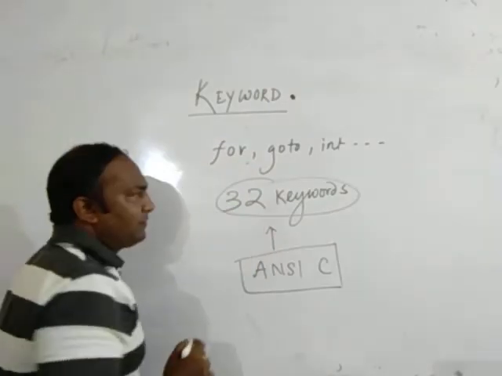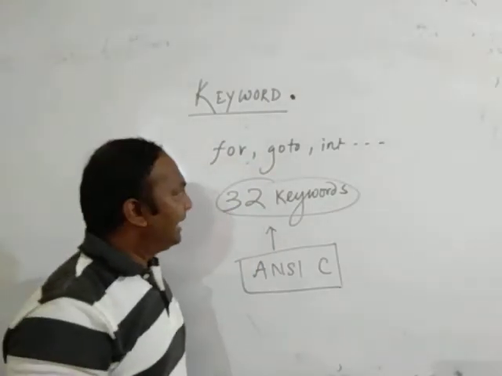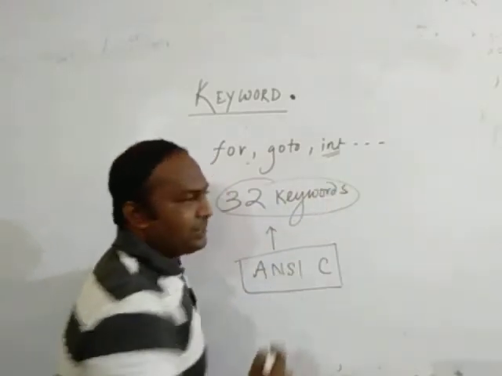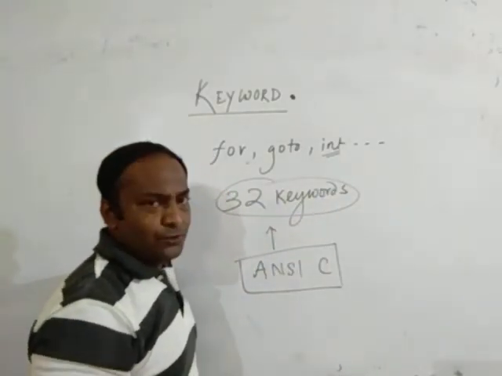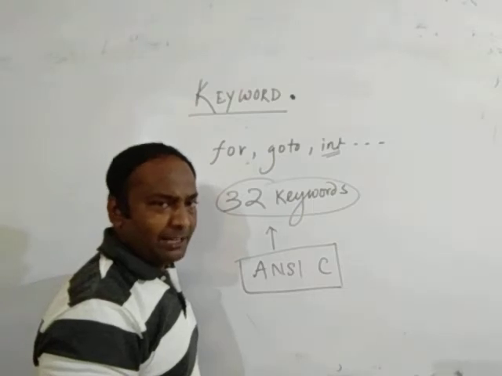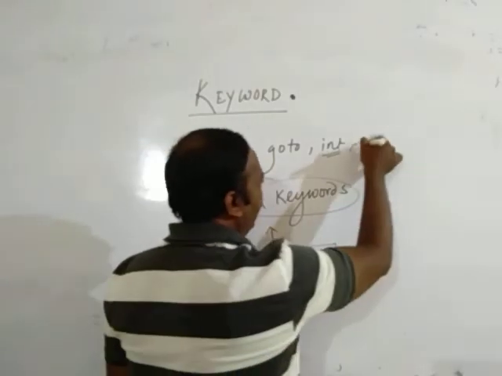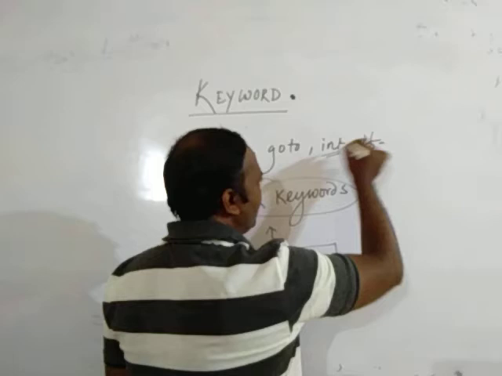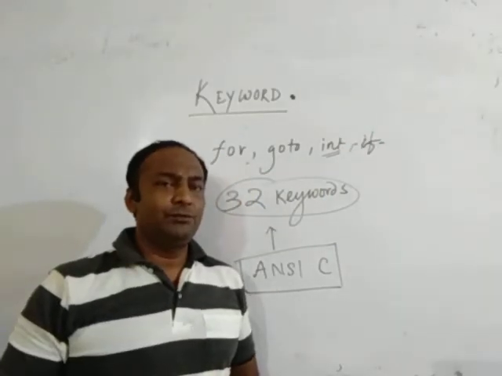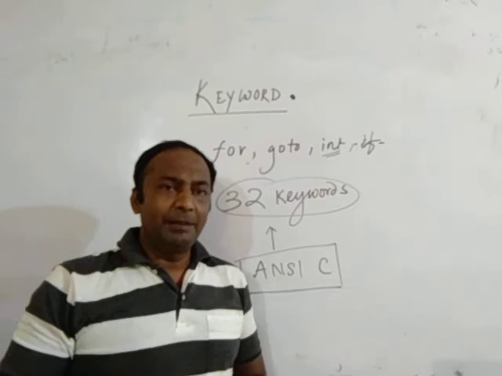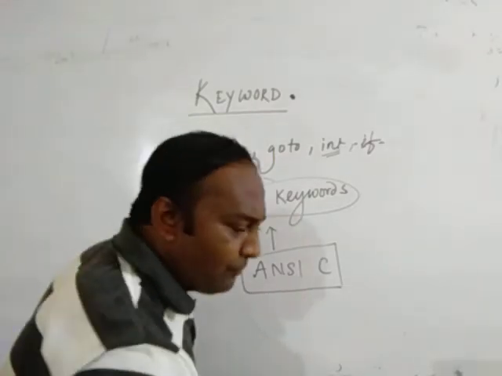For example, for is used for a loop. Int is used for declaring an integer data type. Goto is used to go to a particular statement, a particular line in the C programming language. If is used for conditional statements. So there are 32 keywords which we have to remember for the programming language. Okay. Next we'll go for identifier.